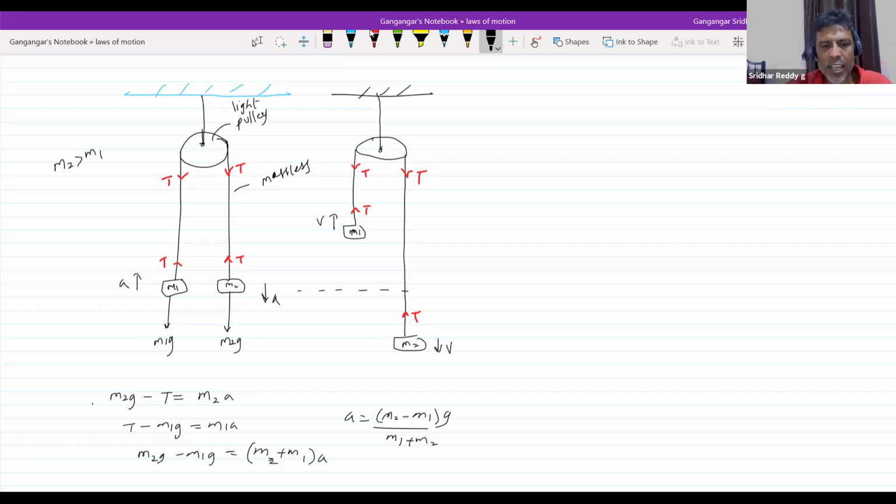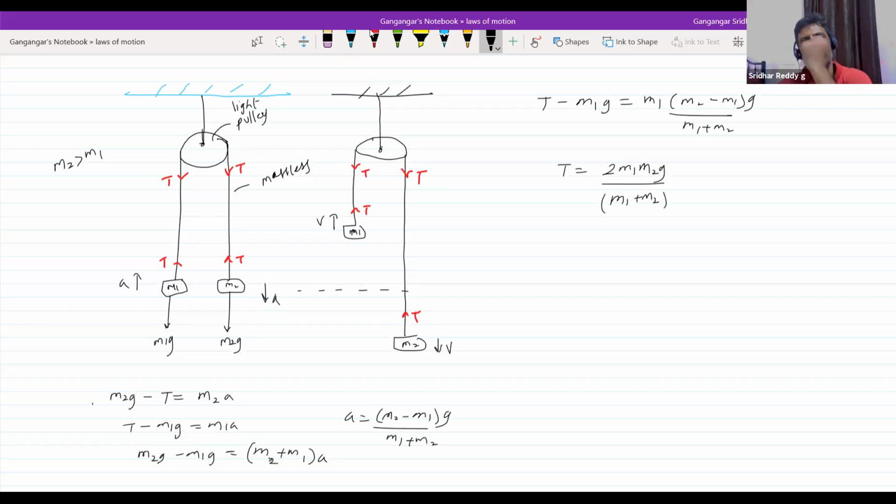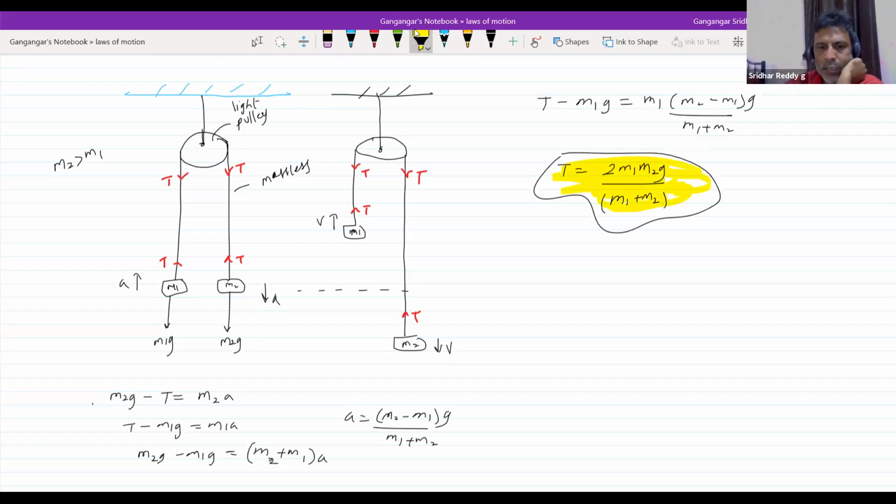So I want the tension. Let me substitute the value there. T minus M1g equal to M1 times (M2 minus M1)g by (M1 plus M2). So T equals 2M1M2g by (M1 plus M2). This will be the value of the tension in the rope, and this is the acceleration.